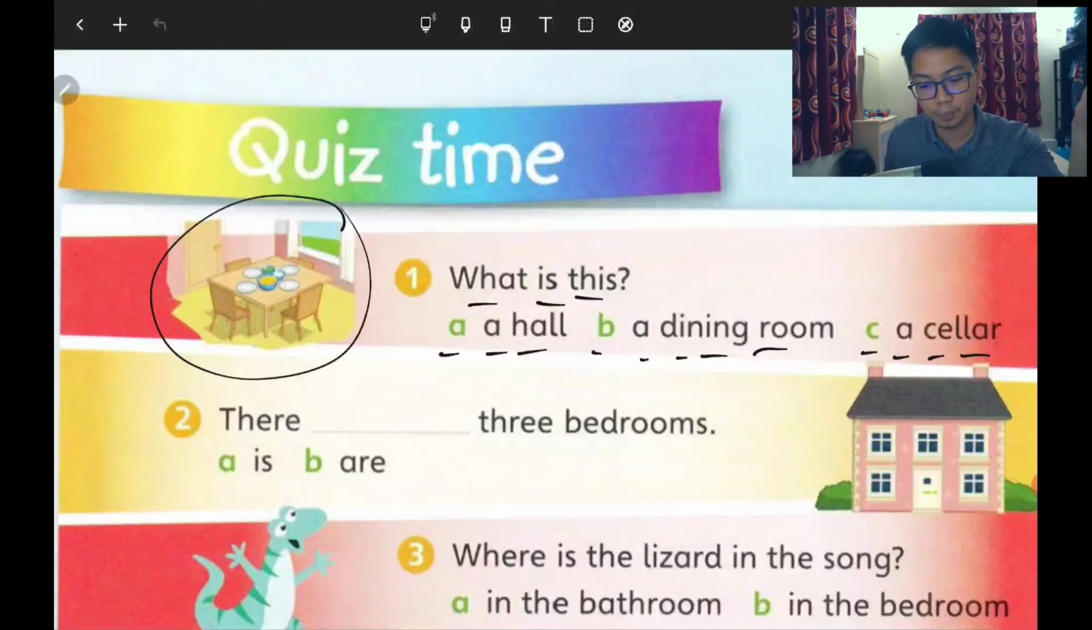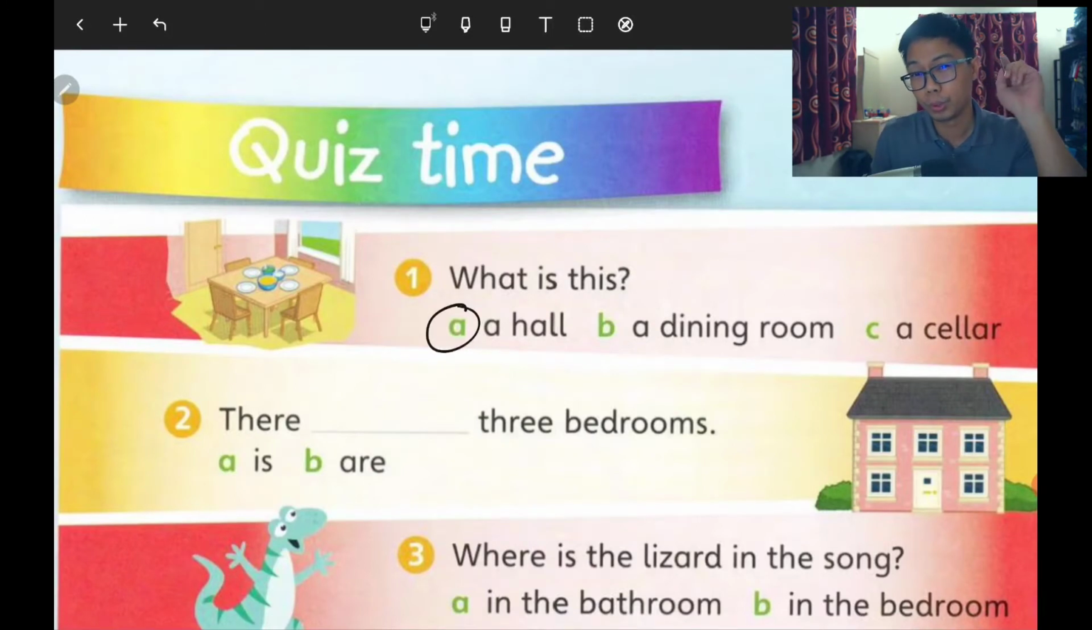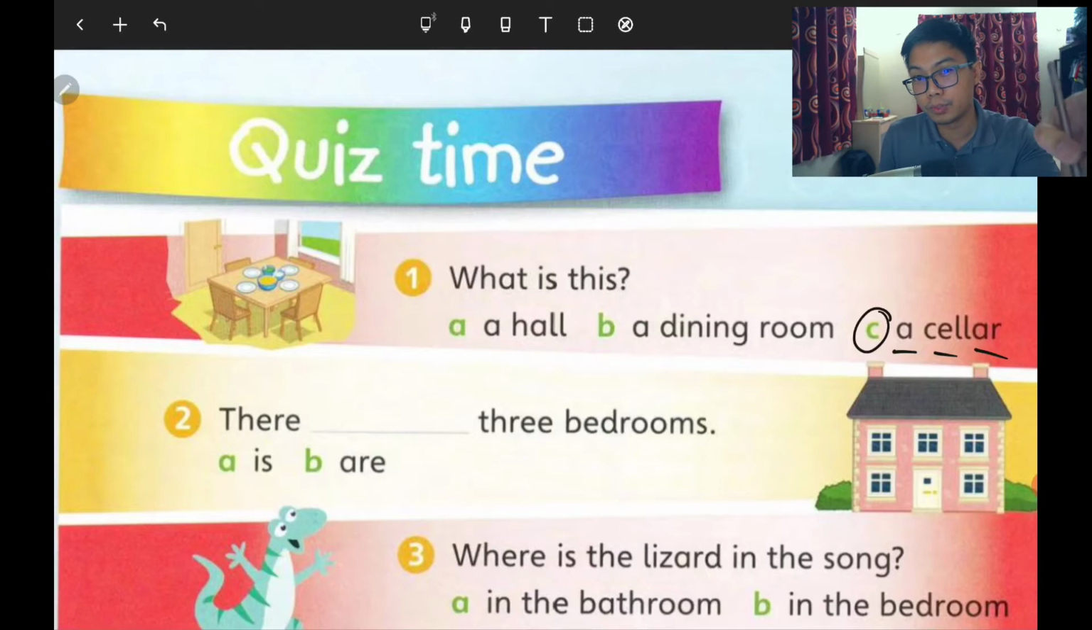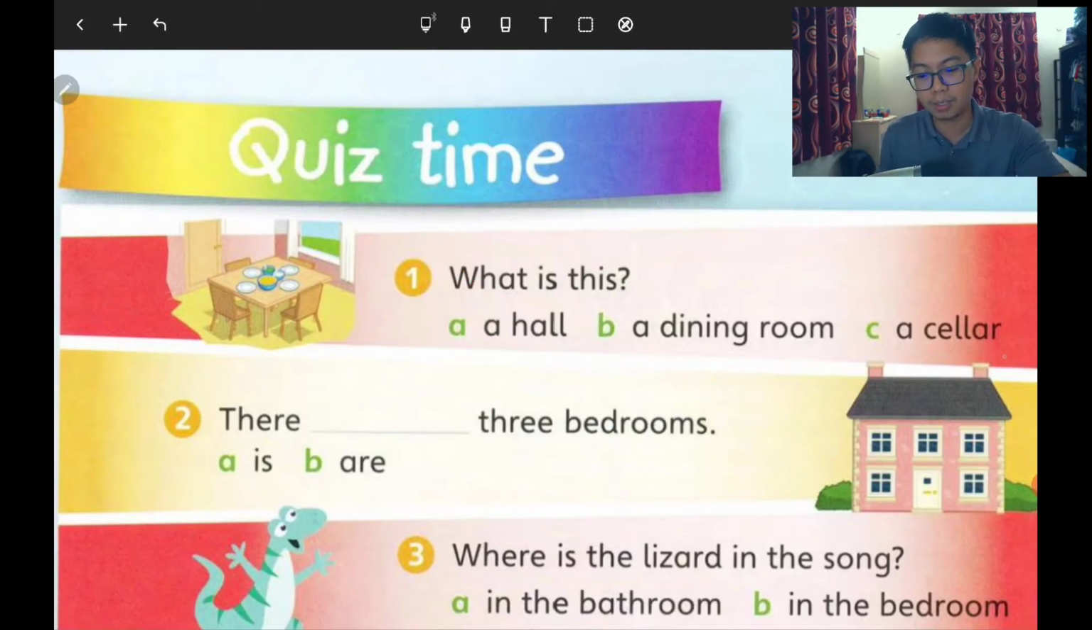Alright, time's up. So if you answer A hall, you got the wrong answer. If you choose C a cellar, you also have the wrong answer. But if you answer in your mind B a dining room, yes, you are correct.